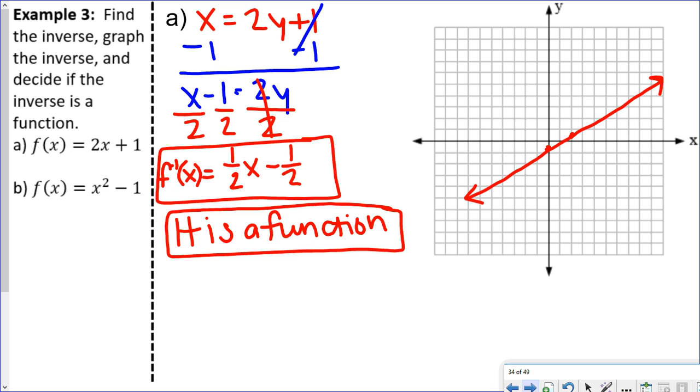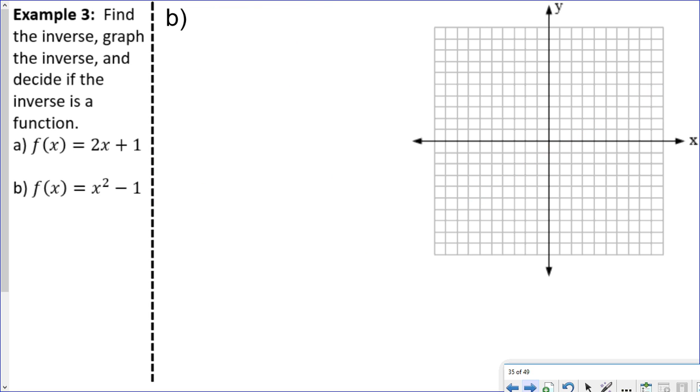Okay? All right, I want you in your table to try part B. Go ahead and pause this, and you in your table try part B. Find the inverse, graph the inverse, and decide if the inverse is a function.